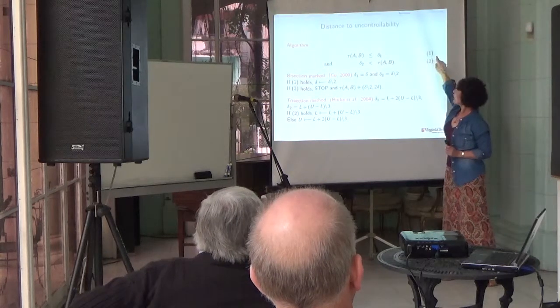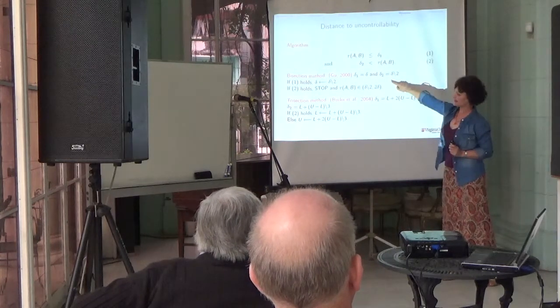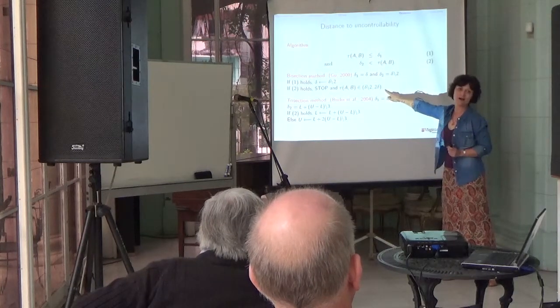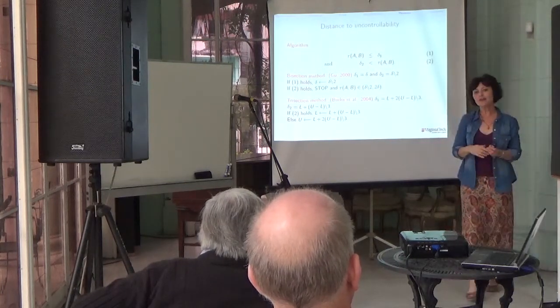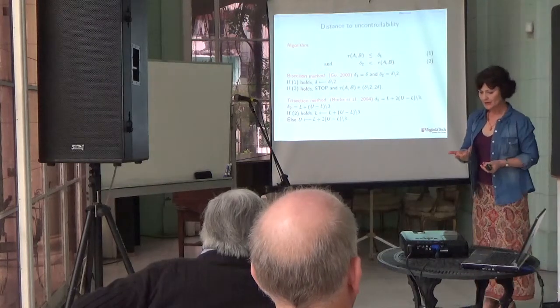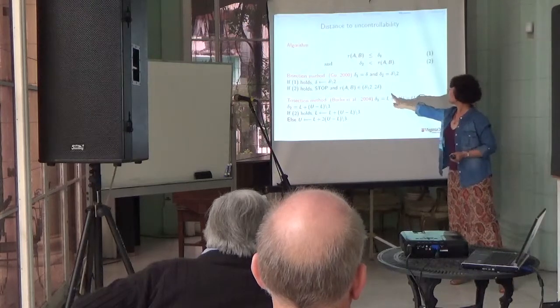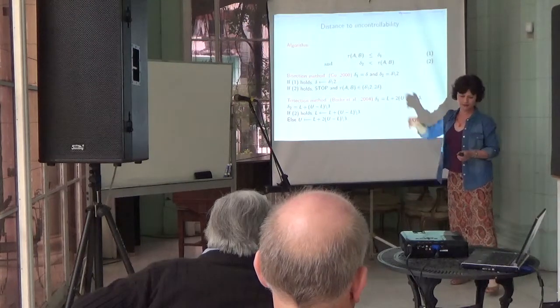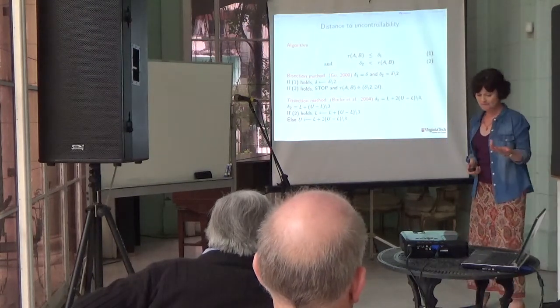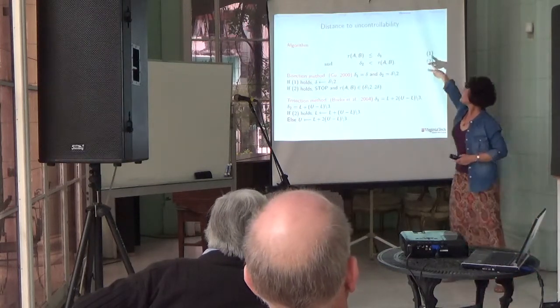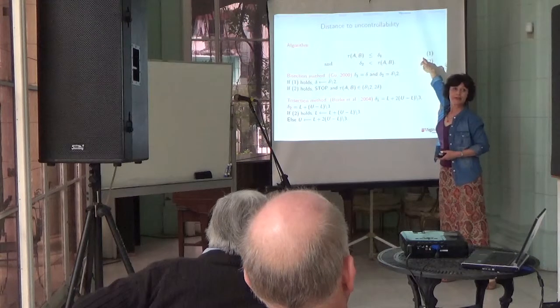If one holds, if it's larger than, you make it smaller. If it's this one that holds, then you stop. Okay. And you can calculate the distance to uncontrollability up to a factor 2. There were other algorithms where this is the lower and upper bound of the distance to controllability that you can do to any accuracy.